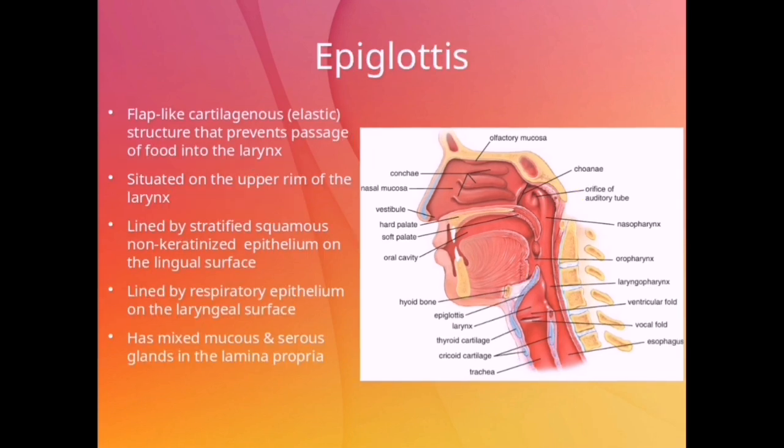So at the superior rim of the larynx, we have a structure which is formed by the elastic cartilage there, and this structure we call the epiglottis. So the epiglottis, its function is to prevent food from passing from the laryngopharynx into the trachea, such that during swallowing, this epiglottis will sort of close the larynx such that the food will pass through the esophagus.